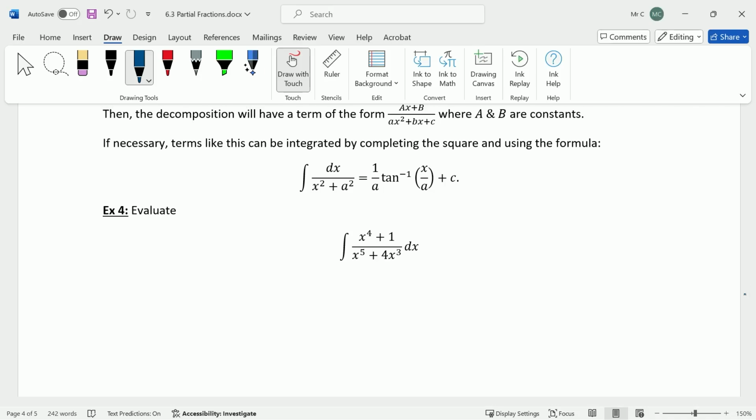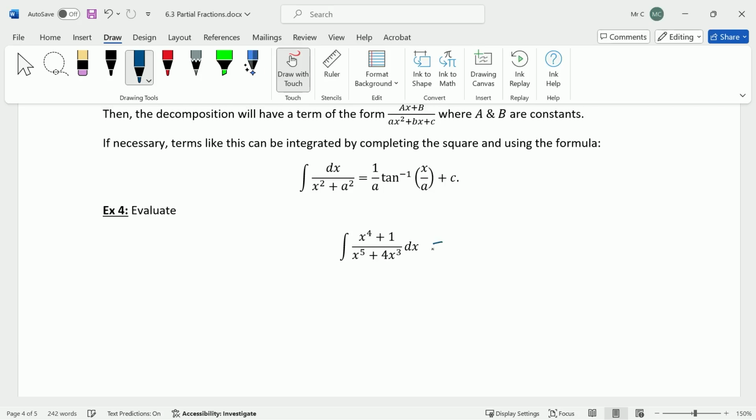Okay, now let's take a look at the integral at hand here. We have the integral of x to the 4th plus 1 over x to the 5th plus 4x cubed dx.